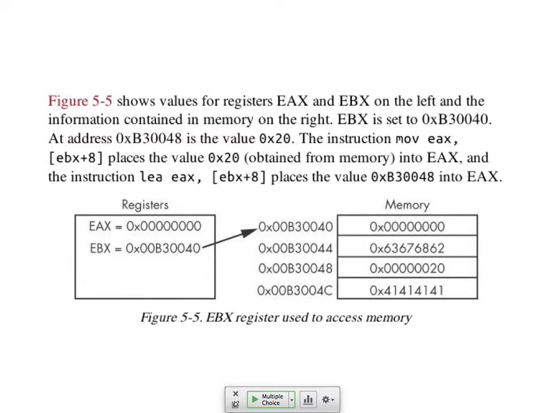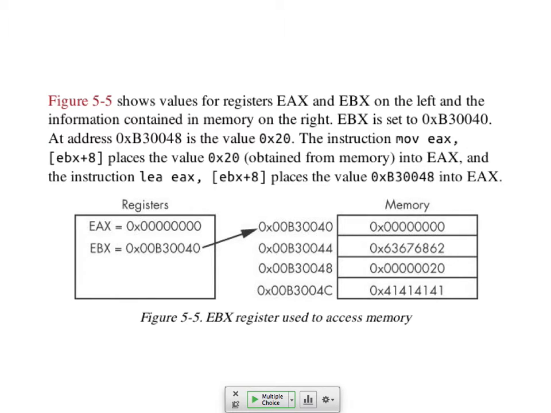So here's an example of this. EBX is 340 here, and so you take EBX plus 8, which is down here, and you put that in EAX. That's what's going on. This is when you're doing it indirectly. All right. Place the value from memory into EAX. If you move EAX, EBX plus 8, it will take the value here and put it in EAX, which is 20. If you have load effective address, it will take this value here, ending in 48, and put it in EAX.